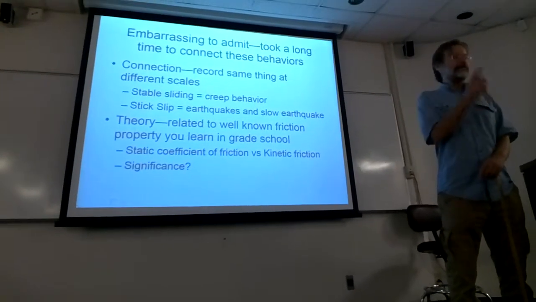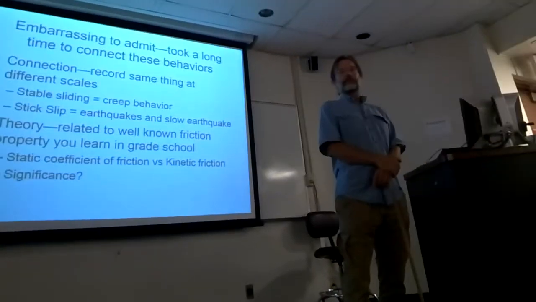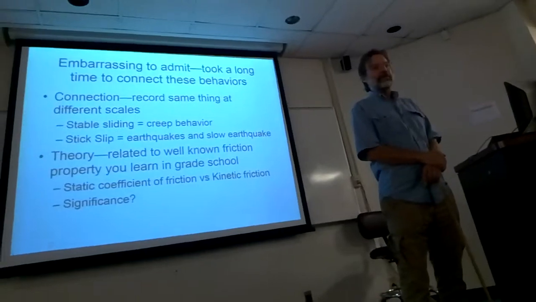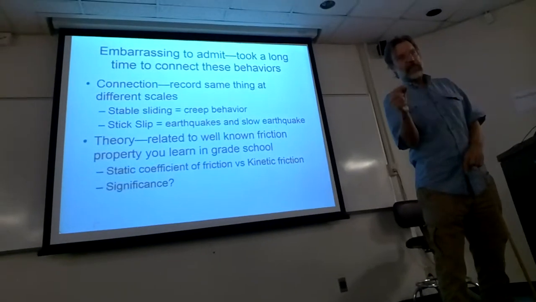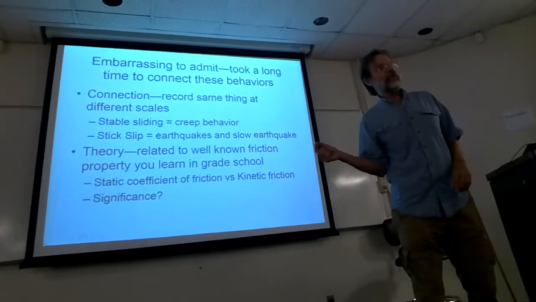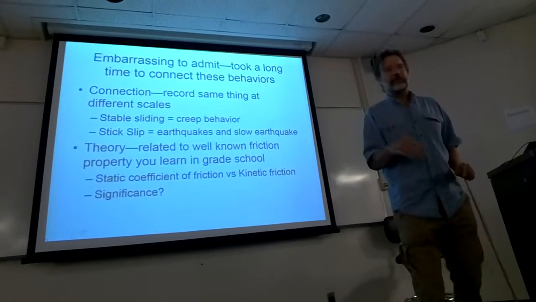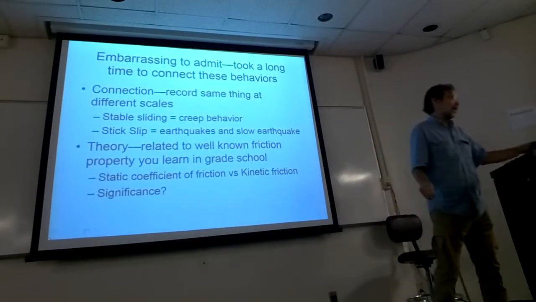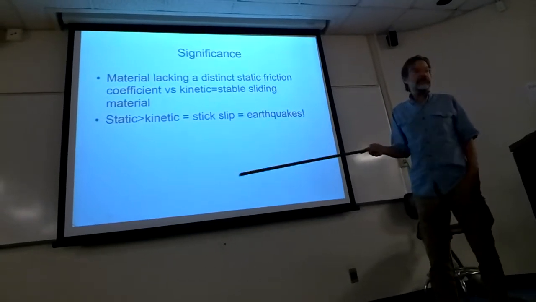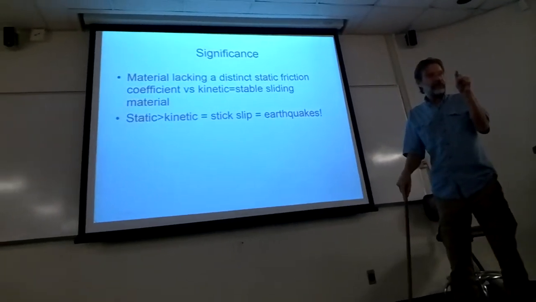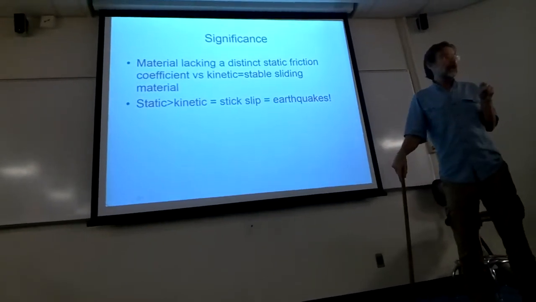And that's exactly why earthquake slip is more common than creep, because that's the way most materials behave. They have a breakdown stress, that's the static coefficient of friction, that gives rise to a kinetic friction, which is a lower stress, sliding values that are lower friction than the static values. In other words, if a material lacks a distinct static coefficient of friction, so that the kinetic coefficient is, for all intents and purposes, the static one, the material slides stably, or you have creep behavior.